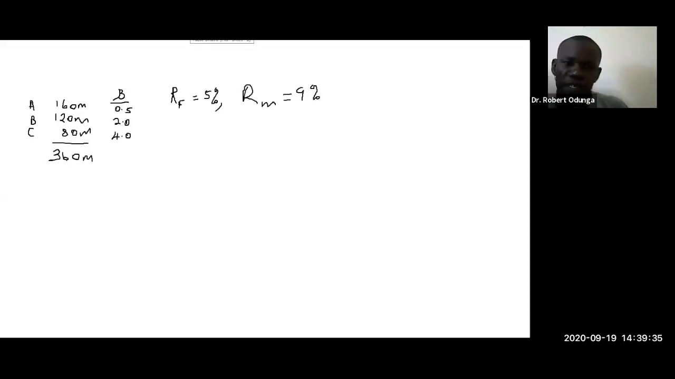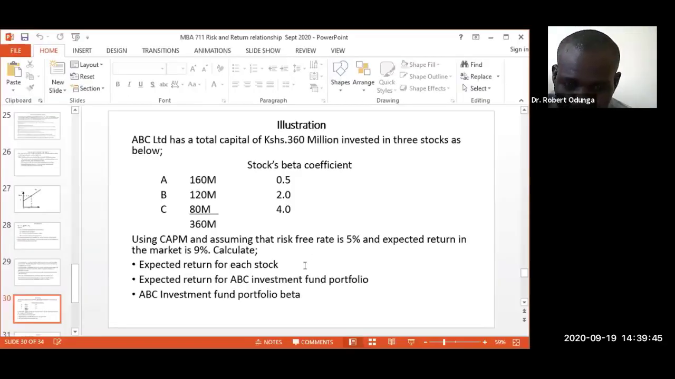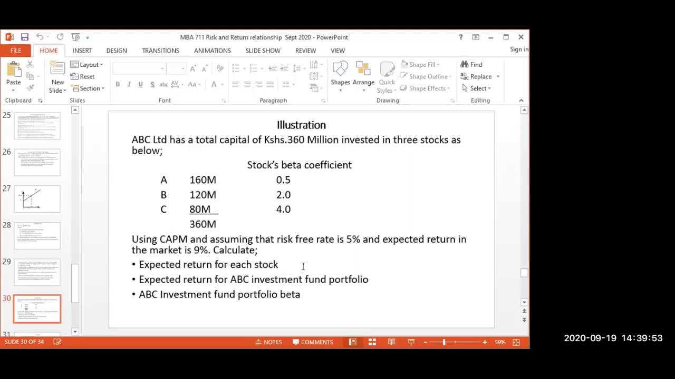But then we are asked to determine the expected return of each stock. The expected return of each stock. So if you recall, which formula are we using?